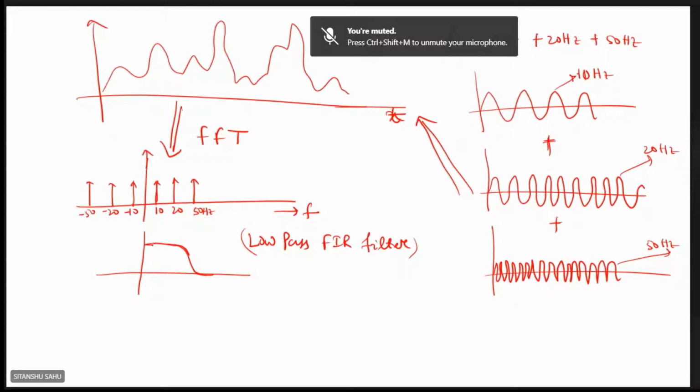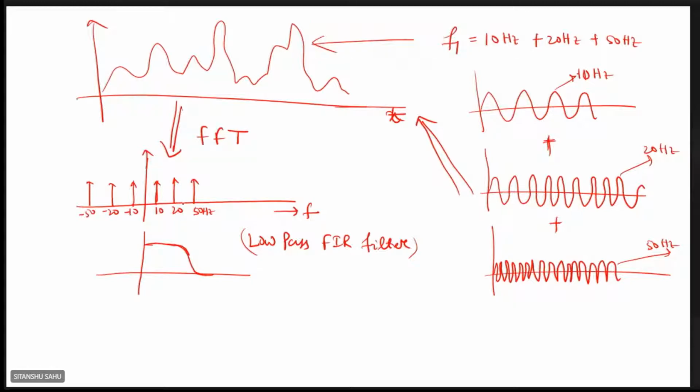Okay. So that means up to 30 hertz, my cutoff frequency will be here. And what is there after this? This is my cutoff frequency, here 30 hertz. I'll keep it on 30 hertz. So this is my low pass filter, isn't it?